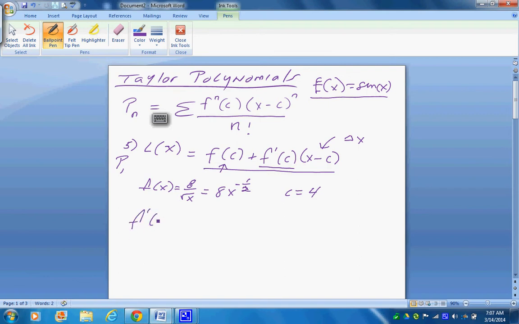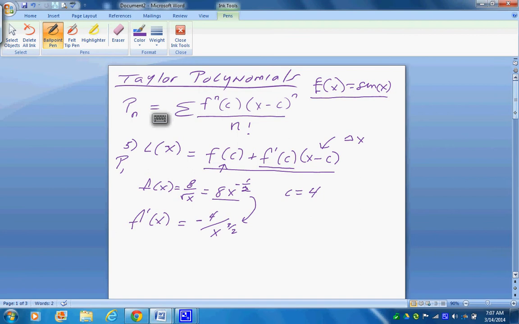So f prime of x. Well, if I take the derivative, it looks like I end up getting negative 4 over x to the 3/2. So you may want to check my work on that. If I take the derivative, I get x to the negative 3/2 multiplied by negative 1/2 times 8 gives me negative 4.